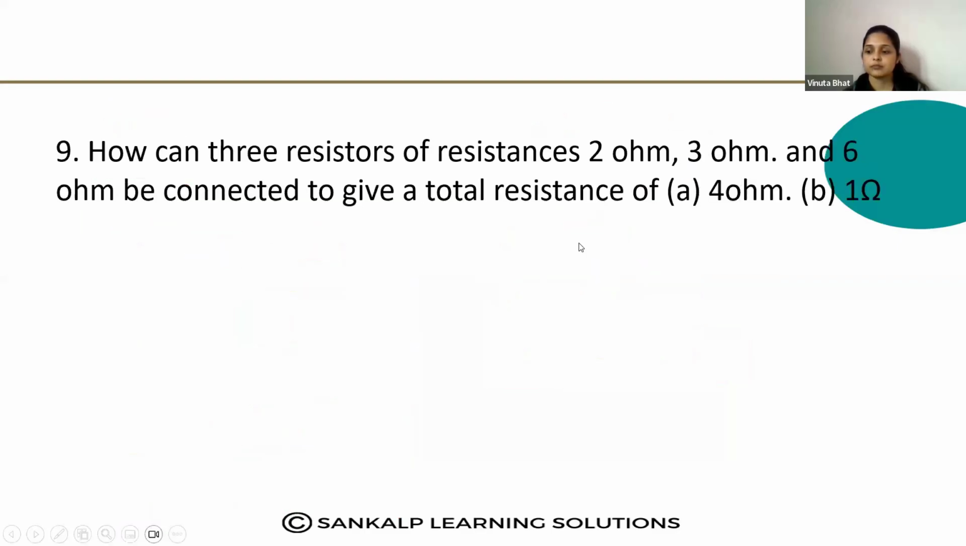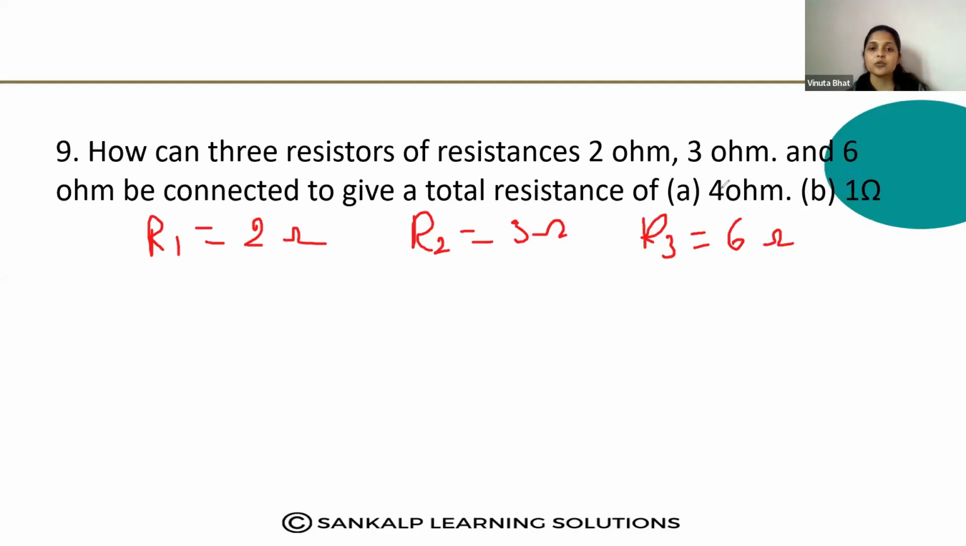Next question. How can 3 resistors of resistance 2 ohm, 3 ohm and 6 ohm be connected to give a total resistance of 4 ohm and 1 ohm? So R1 is 2 ohm, R2 is 3 ohm and R3 is 6 ohm. We have to make the connection where the total resistance should be 4 ohm and 1 ohm.